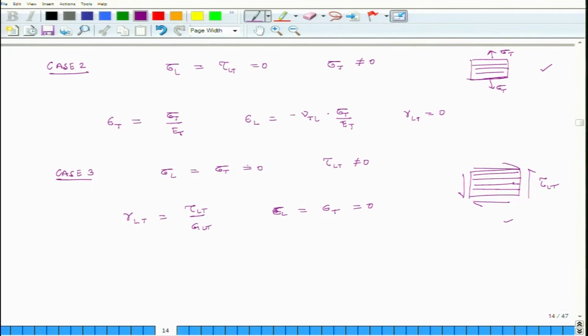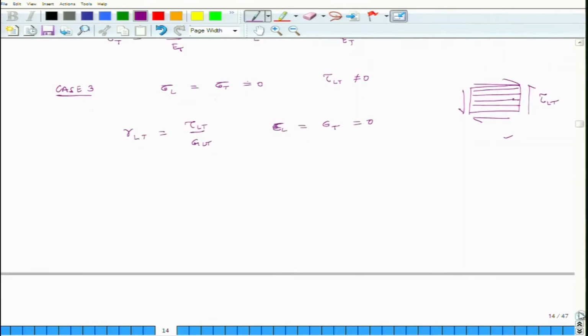And now we will discuss a fourth case, case 4. And what is case 4? All the stresses sigma L, sigma T and tau LT are present. So, sigma L is not equal to 0, sigma T is not equal to 0 and tau LT is not equal to 0.